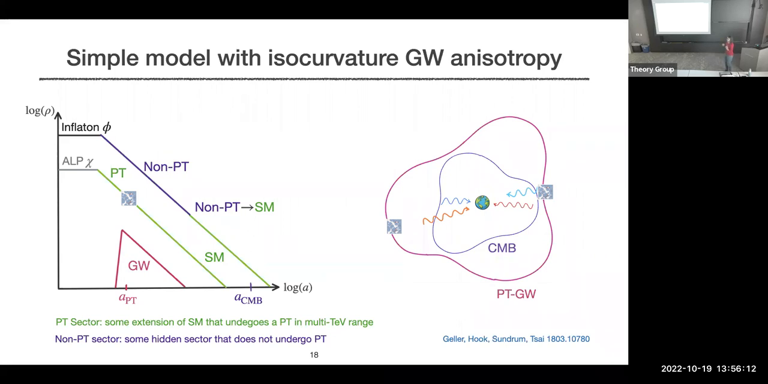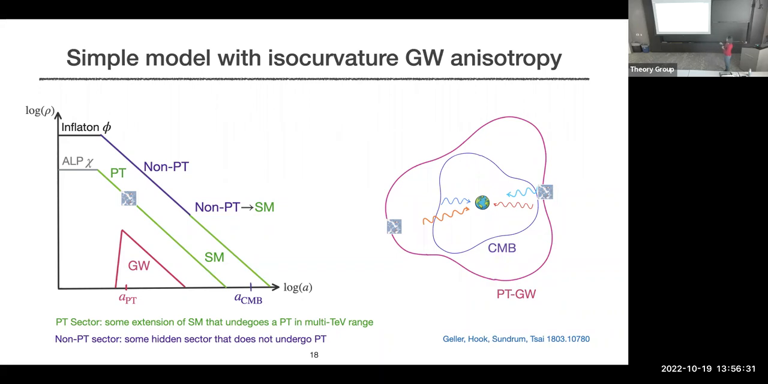We'll take it to be some extension of the standard model that can give us a phase transition in the multi-TeV range, from the detection point of view. So it decays into this phase transitioning sector. It will undergo a phase transition in the multi-TeV range, gives us gravitational waves, and keeps diluting like radiation.